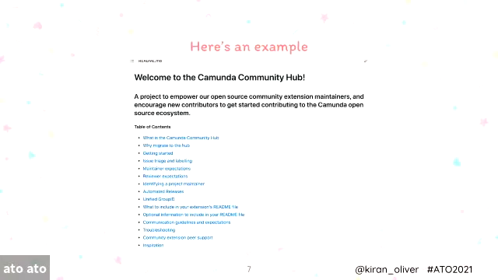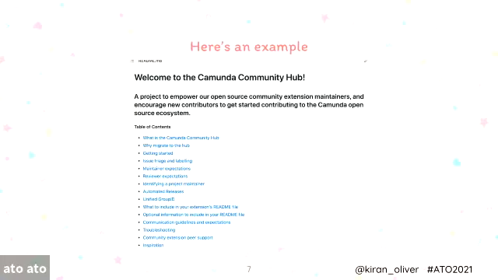This is an example of our README on the Camunda Community Hub, which is a project I started at Camunda. It is a central gathering place for all of our community extensions. There are 121 extensions in our Community Hub as of today. It's a centralized project to empower our open source community extension maintainers. It also encourages new contributors to get started contributing to the Camunda open source ecosystem, and it really lays out that whole getting started experience.